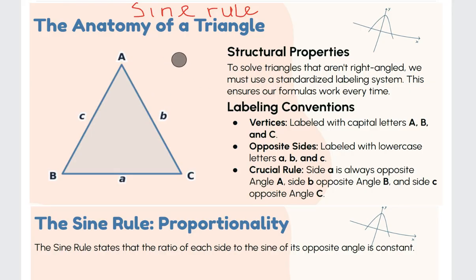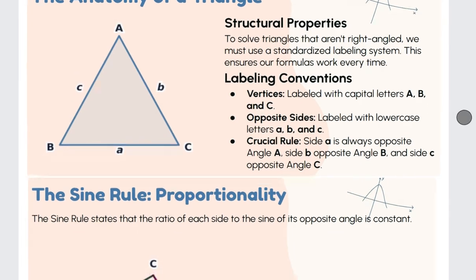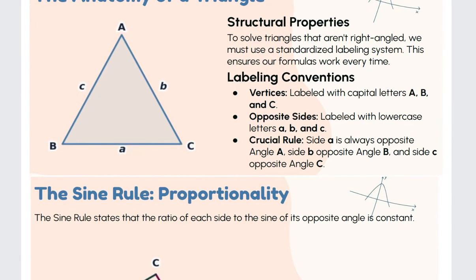Are you following now? So for us to ensure that our formula will work every time, we need to use a labeling convention. The first thing you have to do when you want to solve any question on a triangle is to label. You label the vertices. What are the vertices? The vertices are the points where two lines meet. You can see this A, that is a particular vertex. That's why we label it, and the capital letters represent the angles, and the small letters represent the sides.